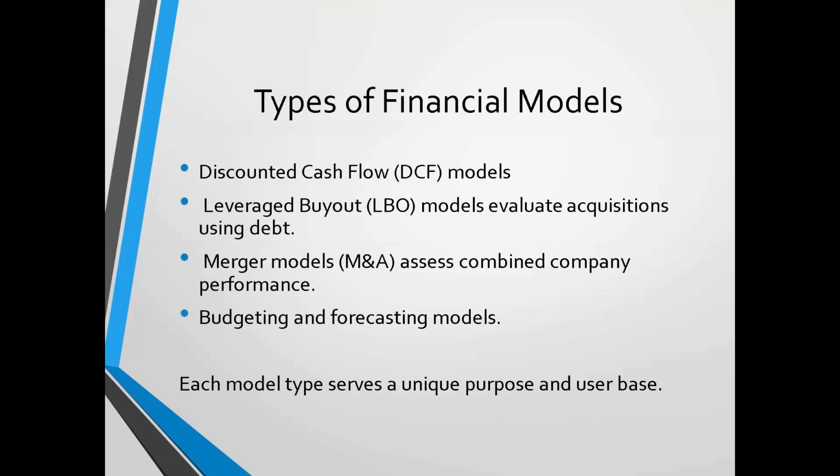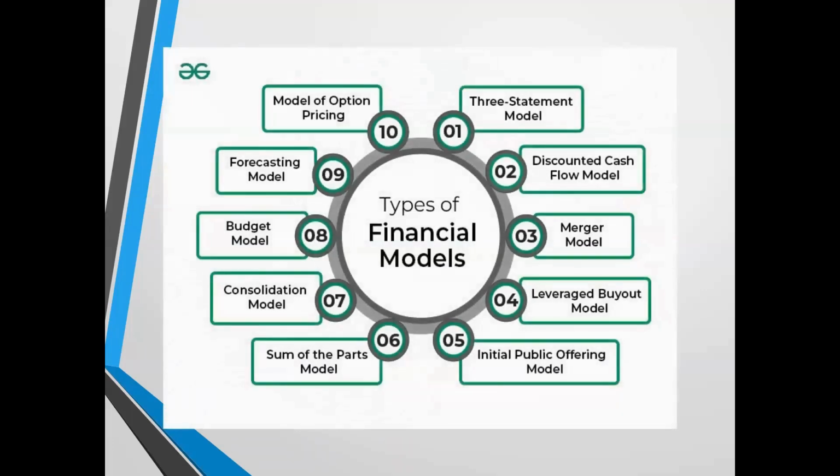Types of financial models. First model is discounted cash flow models. Next is leveraged buyout models, which evaluate acquisitions using debt. Merger models assess combined company performance. Then budgeting and forecasting models. Each model type serves a unique purpose and user base. So here the DCF model calculates the present value of future cash flows, and the budgeting and forecasting model helps in internal planning. And these are all types of financial models.